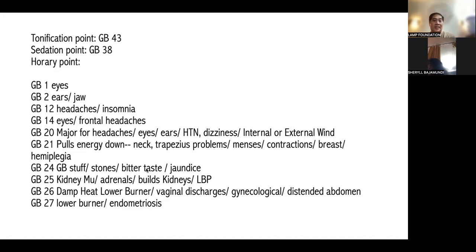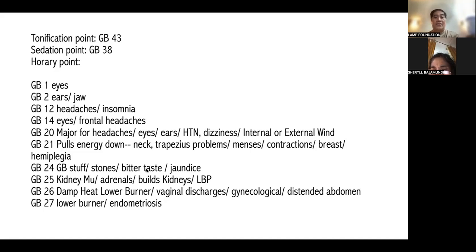Next, we have GB26 for damp heat in the lower burner. So if you look at the tongue, there will be usually one side lang po of the, like, sometimes it's the right side, right ba? Okay, that is thick ang coating. So that's already dampy. So you might want to use GB26. And also for those with vaginal discharges, so that's very dampness and heat, gynecological issues, distended abdomen.